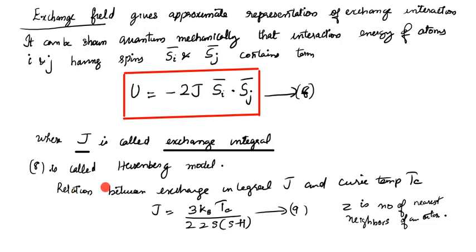The relation between the exchange integral and Tc can be obtained as this equation number 9: J equals 3 kB Tc by 2z into S into S plus 1. Here z is the number of neighbors of an atom.